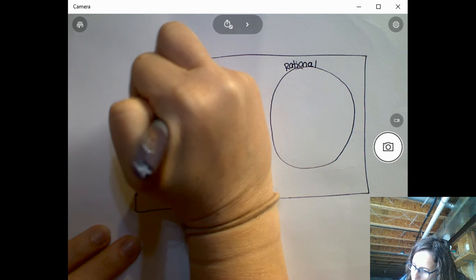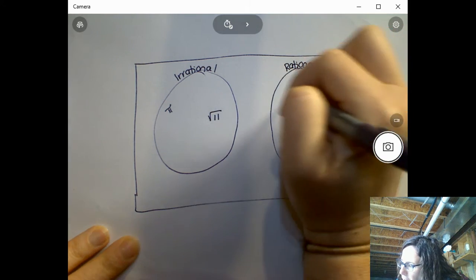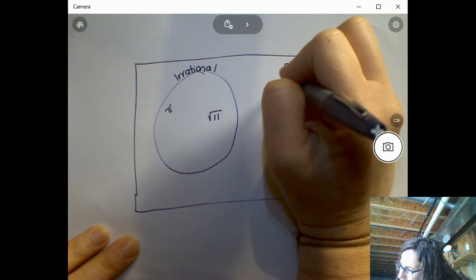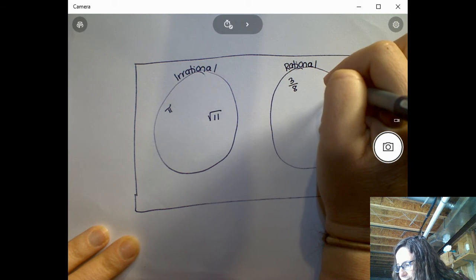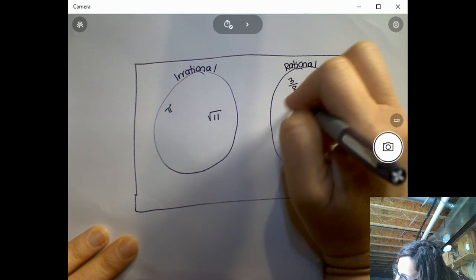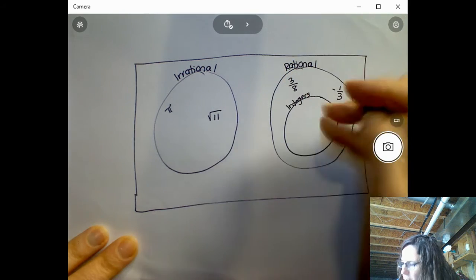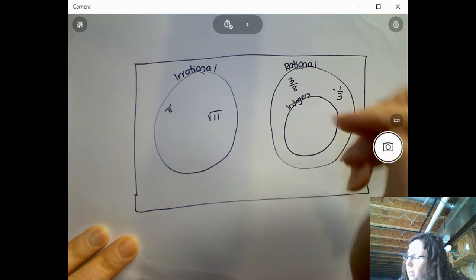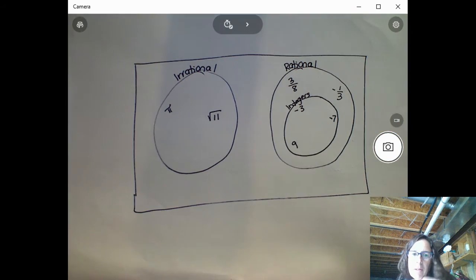So the irrational numbers, again, pi, the square root of 11, things like that go in irrational. In rational numbers, then we have 3/8, we have negative, I don't know, 1/3. All of those kinds of numbers go under rational. And then as we get more specific, we have the integers. So you can see integers are part of rational numbers, but they're a little bit more specific. They are positive and negative whole numbers like that.